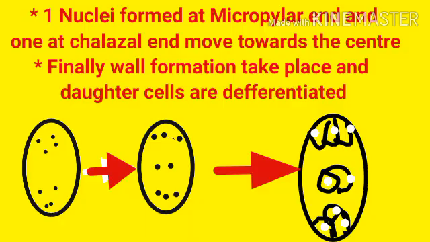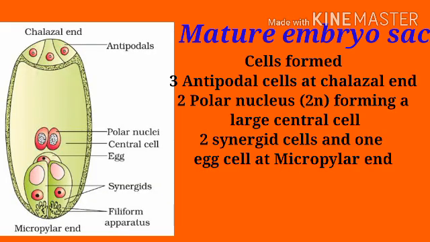So how is a daughter cell formed? After nuclear division, we know cytokinesis happens. That is, cell wall formation happens, and as a result daughter cells will be formed. At the chalazal end, there are 3 nuclei, and as a result they form 3 daughter cells, that is 3 antipodal cells. Next, at the micropylar end, there are 3 nuclei, and out of this 2 nuclei form 2 synergids, and the 1 nucleus forms the egg cell. So in the micropylar end there are 3 cells, that is 2 synergids and 1 egg cell.